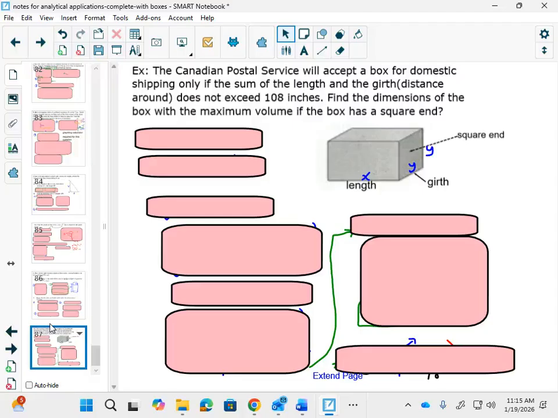So if you wanted to send a new vehicle to your friend, probably is not going to happen with Canada Post.